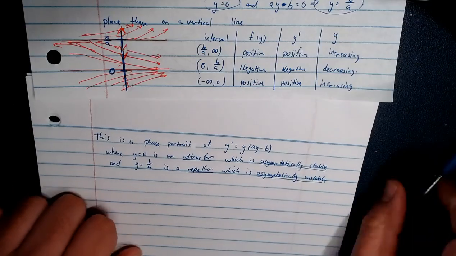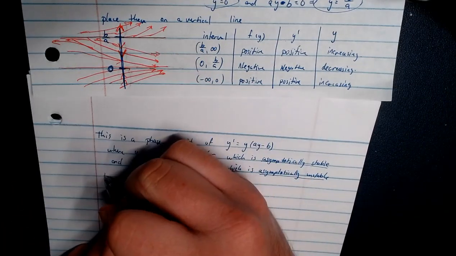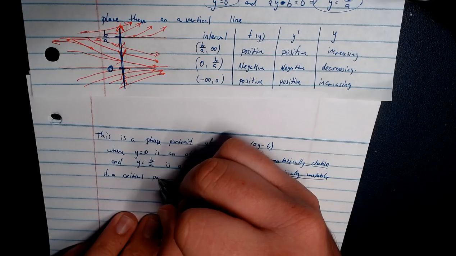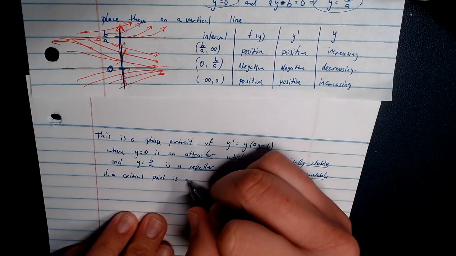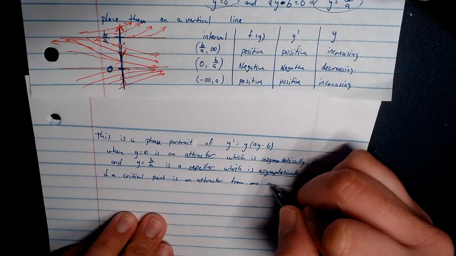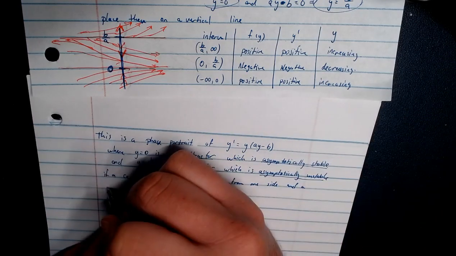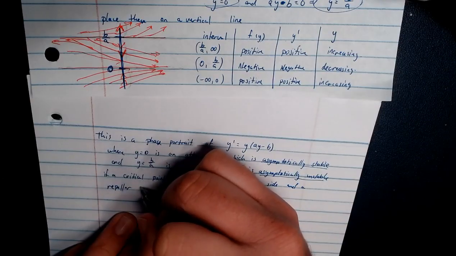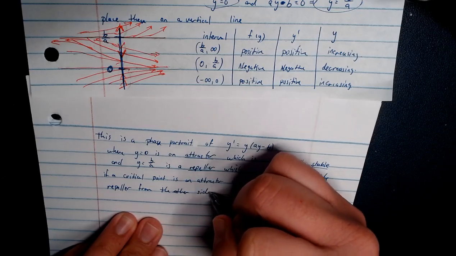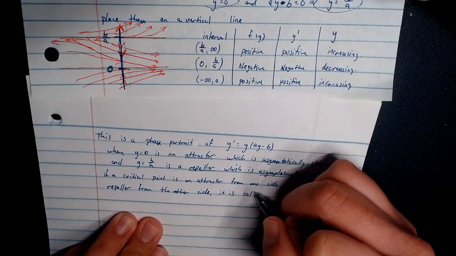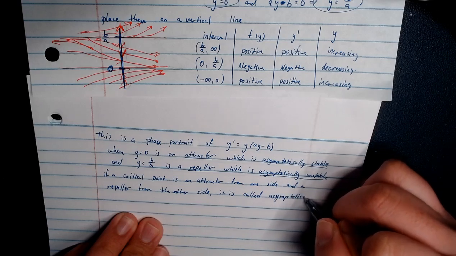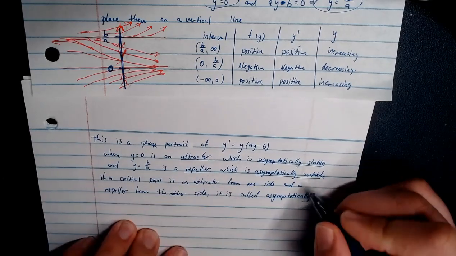So unstable. Note, even though it's not drawn here, if a critical point is an attractor from one side, and a repeller from the other side, it is called asymptotically semi-stable.